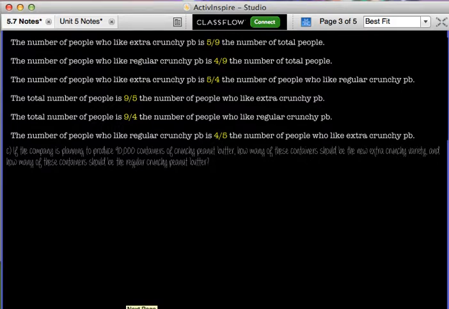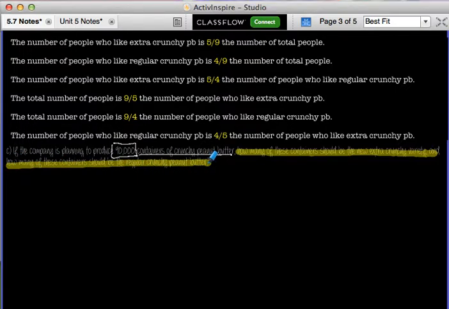Okay, so now I have my values, and I put them here just to help me remember. I have to decide which equation I'm going to use in order to solve this problem. So again, we're going to use our close reading. If the company is planning to produce 90,000 containers of crunchy peanut butter, how many of these containers should be new extra crunchy and how many should be regular crunchy? So there's actually two questions here, so I should have two answers. I want to know how many regular crunchy and how many extra crunchy.